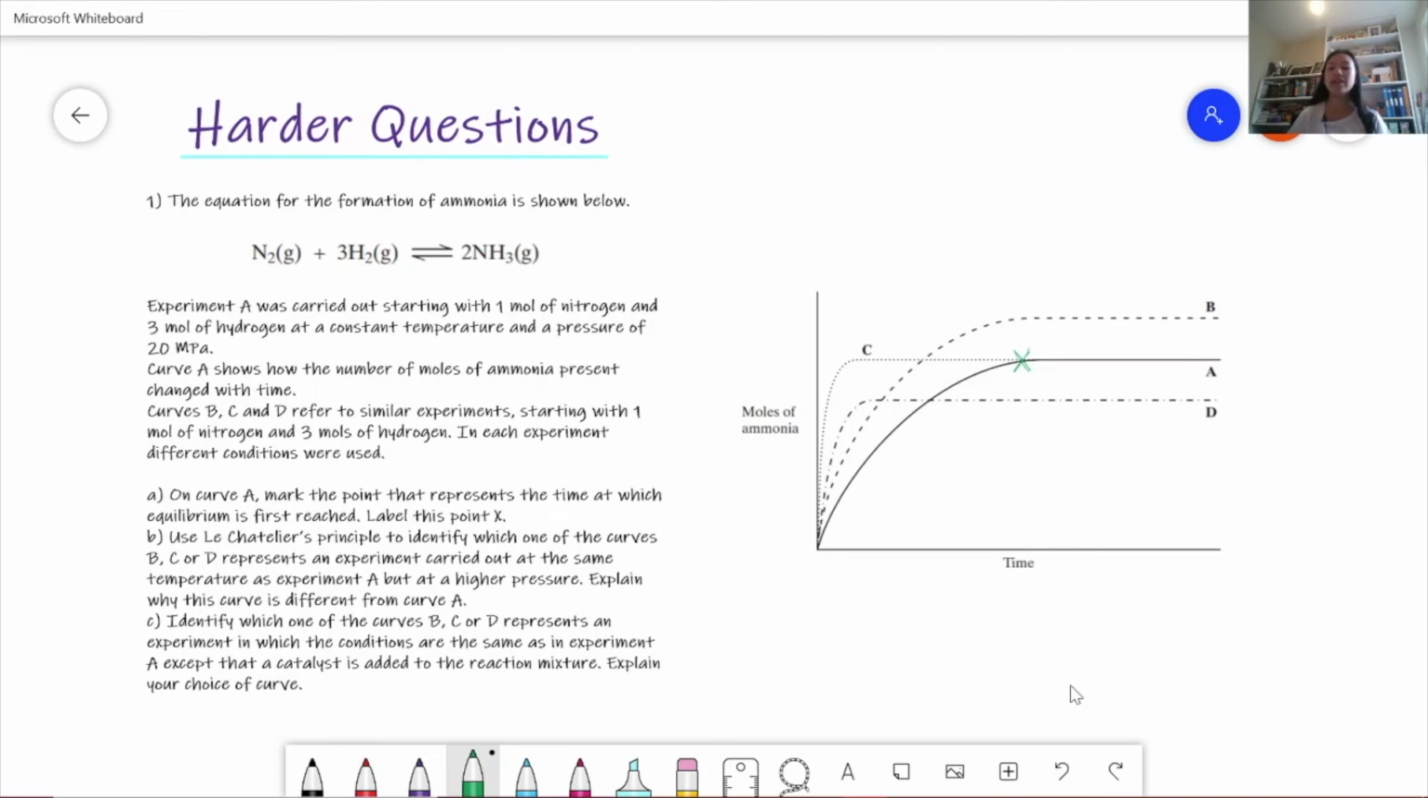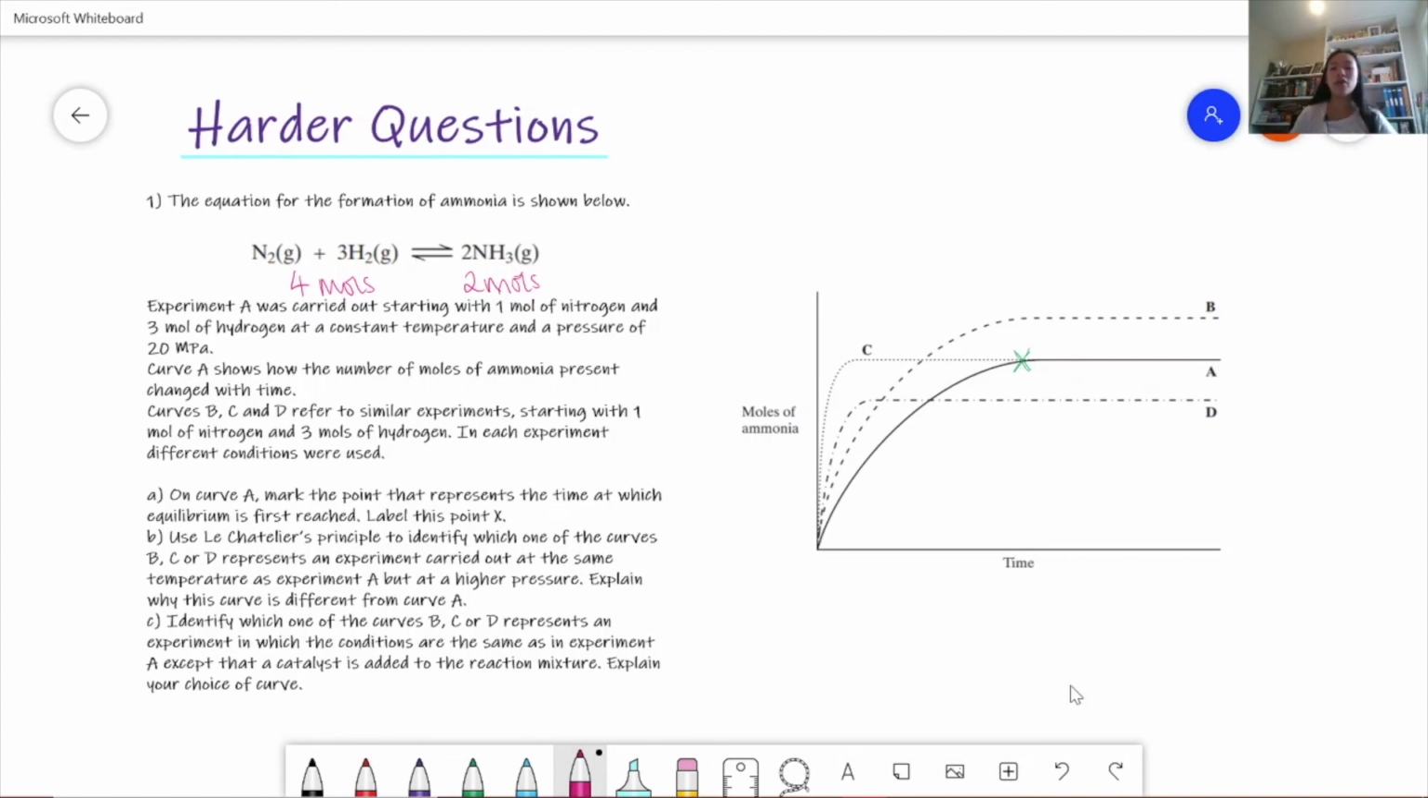For B, use Le Chatelier's principle to identify which one of the curves, B, C, or D, represents an experiment carried out at the same temperature as experiment A, but at a higher pressure. Explain why this curve is different from curve A. So looking at the equation, we have 4 moles of gas on the left and 2 moles on the right. So that means that when we increase the pressure, the equilibrium shifts to decrease the pressure. So it favours the side with the least moles. And this is actually the right-hand side.